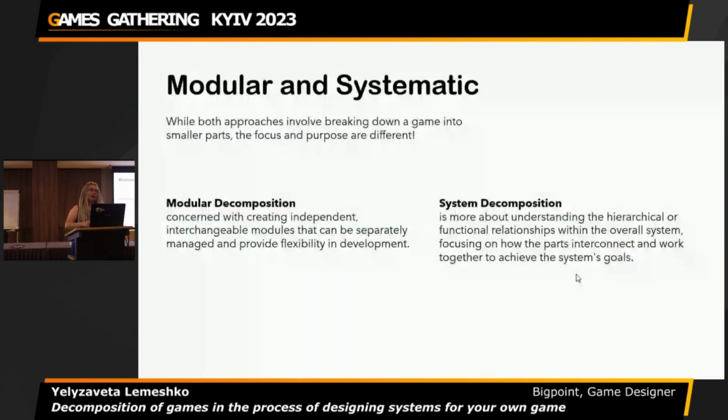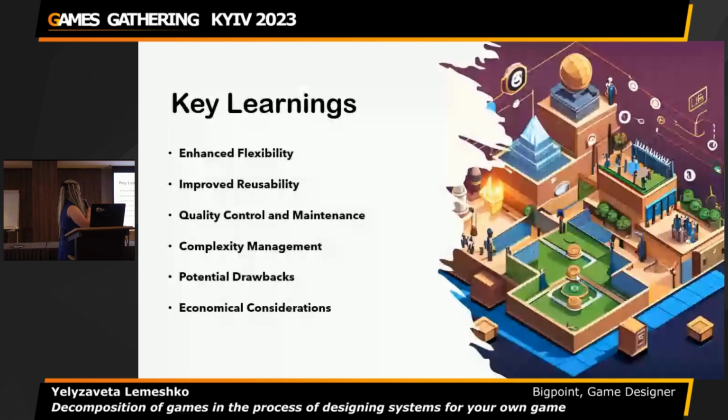All right. So again, my question from a few minutes before. As you have found out already, I hope, modular and systematic approaches work in a similar way. But there is one difference, right? Focus, okay, two differences: focus and purpose. Modular decomposition works when you want to create independent modules and you have the resources to test them separately, to make sure that you will provide flexible development later on, right? So you implement one mechanic, you test it and implement the second one, and so on. When we're talking about system decomposition, we understand the game as a big organism, which has hierarchy and functional relationships. So you can see the key learnings from this, and I will drink some water.